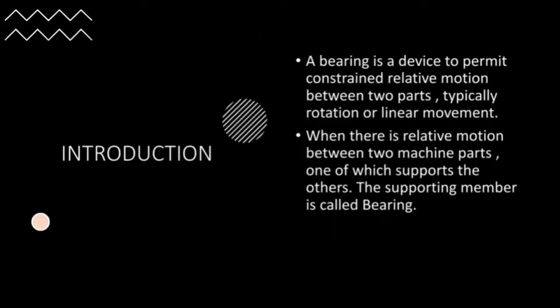A bearing is a device to permit constrained relative motion between two parts, typically rotation or linear movements. When there is relative motion between two machine parts, one of which supports the others, the supporting member is called bearing.